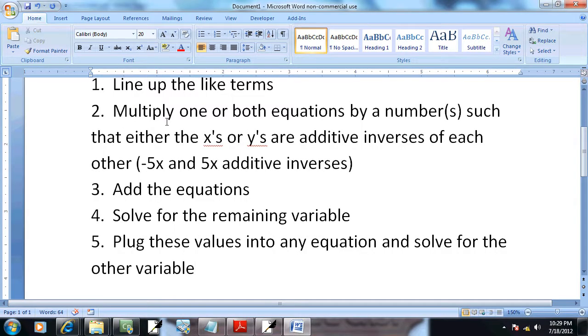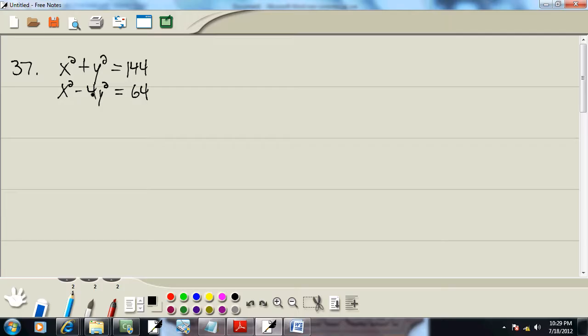Step 2, multiply one or both equations by a number such that either the x's or y's are additive inverses of each other. I'm going to pick on y's because it's the easiest. This is positive and this is a negative already. If this was a positive 4y squared, then they would be additive inverses. So that's how we decide what to multiply the first equation by. 4 times x squared is 4x squared, 4 times y squared is 4y squared, and 4 times 144 is 576. The second equation remains as is.